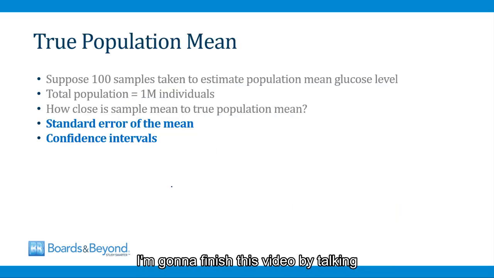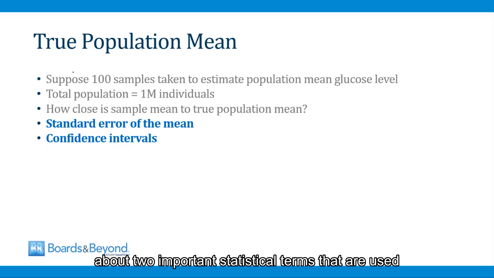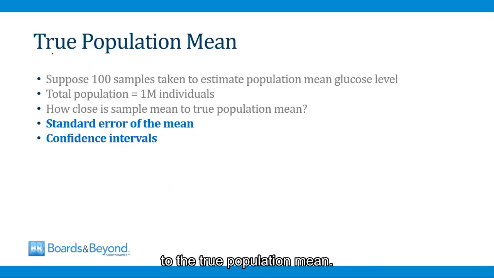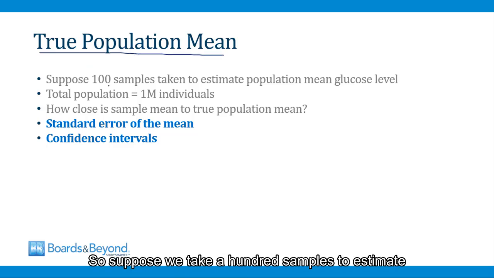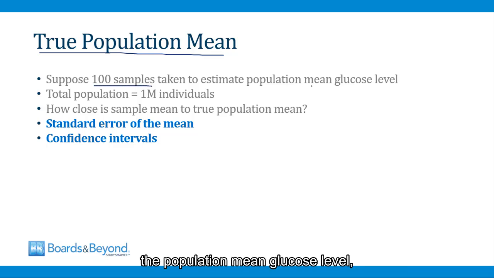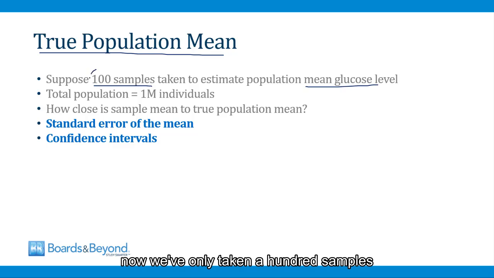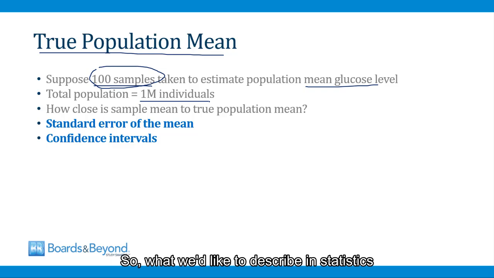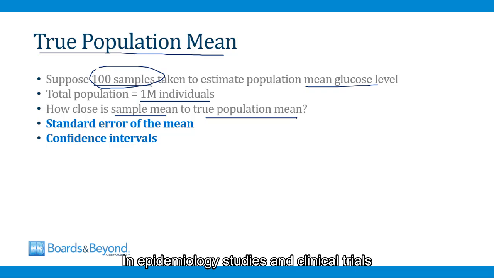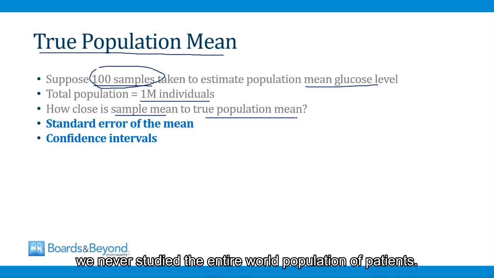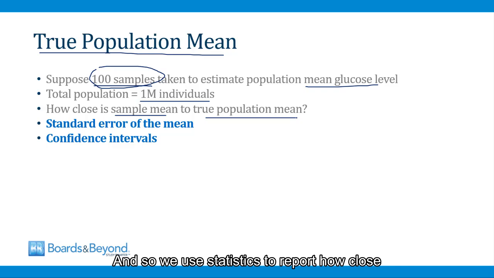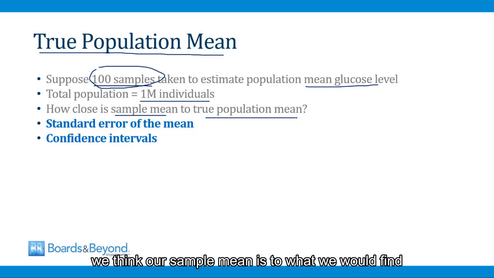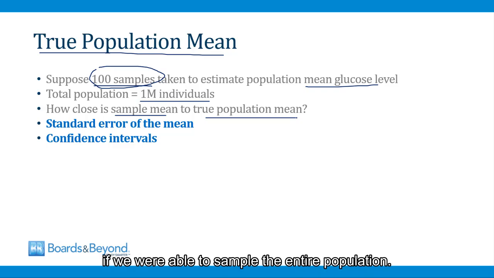I'm going to finish this video by talking about 2 important statistical terms that are used to describe how a data set relates to the true population mean. So suppose we take 100 samples to estimate the population mean glucose level. Now we've only taken 100 samples, but the total population is 1 million individuals. So what we like to describe in statistics is how close we think our sample mean is to the true population mean. In epidemiology studies and clinical trials, we're always studying a sample of patients. We never study the entire world population of patients. And so we use statistics to report how close we think our sample mean is to what we would find if we were able to sample the entire population.